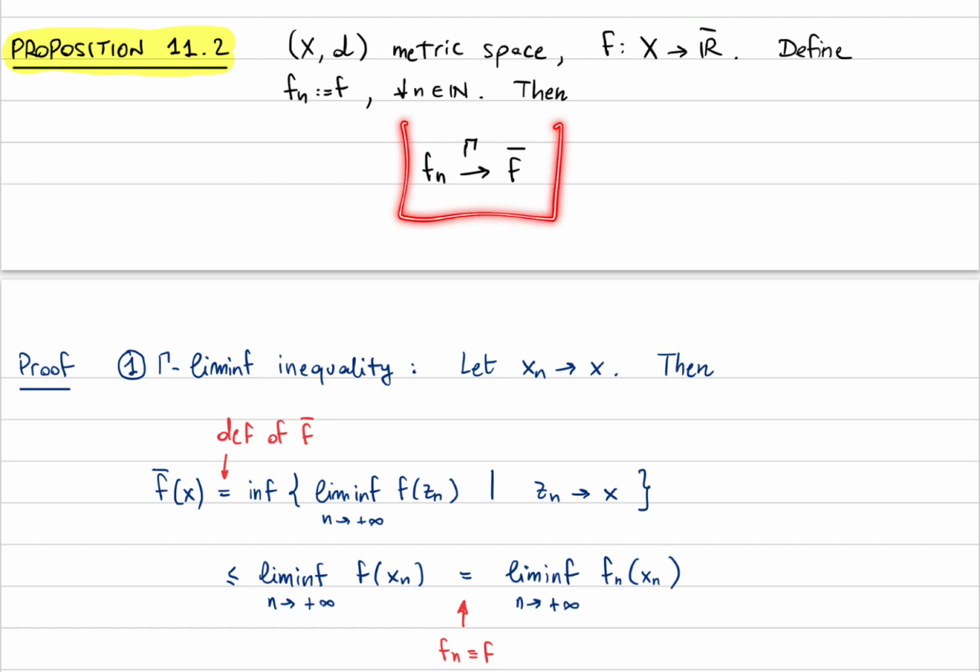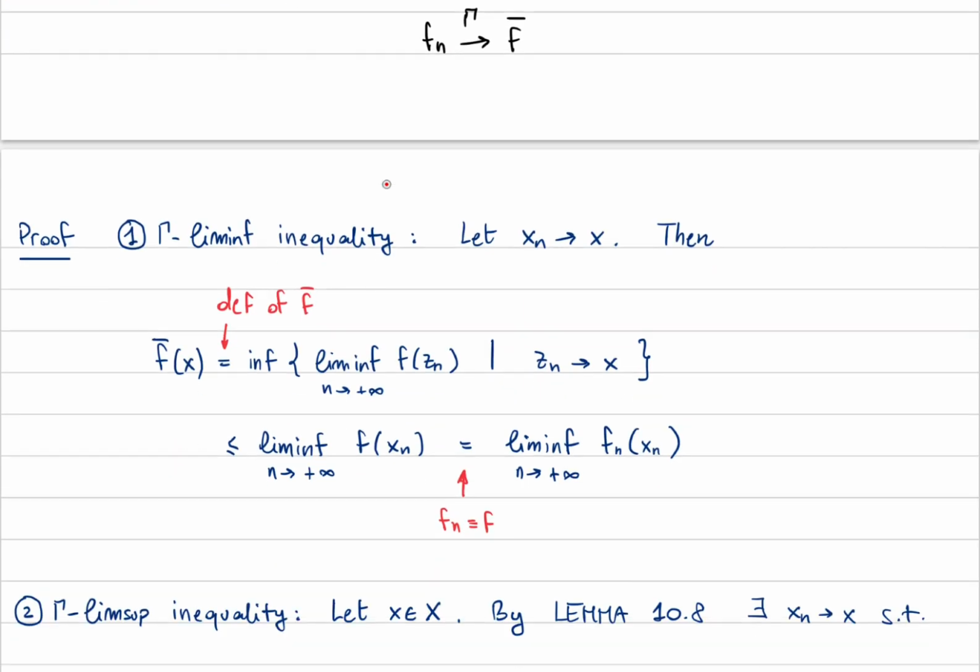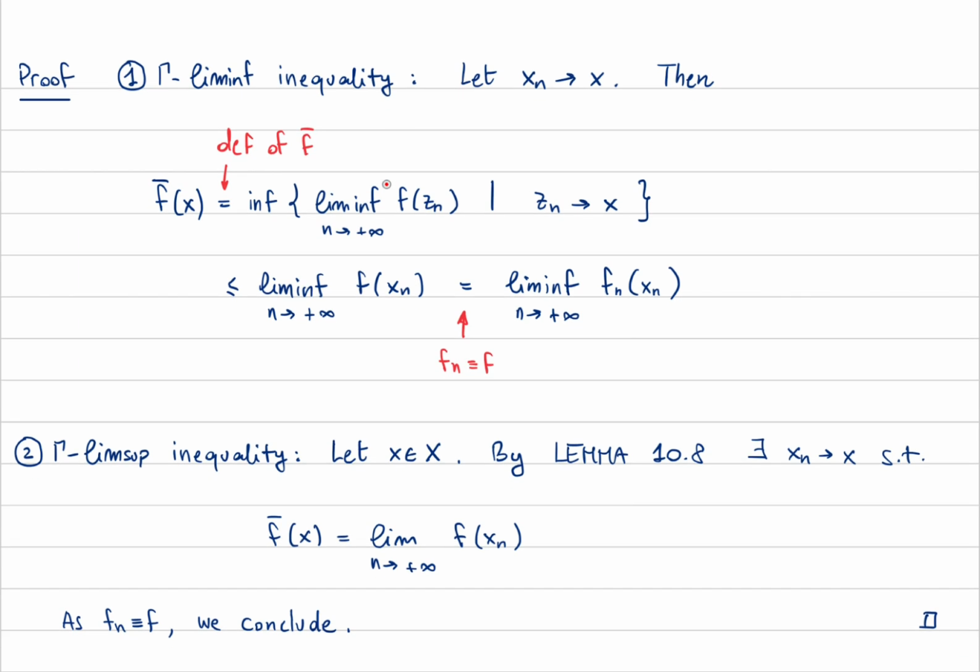Okay, so let's see the proof of this. To check this gamma convergence result, you need to check that the gamma lim-inf inequality and the gamma lim-sup inequality are satisfied. So let's start with the gamma lim-inf inequality. We have to take any sequence x_n converging to x. Then we have that f bar of x, the relaxation, by definition of relaxation, is just the inf of the lim-inf of f of z_n, where z_n is any sequence converging to x. Then, since x_n is converging to x, this infimum is less or equal than the lim-inf computed along the sequence x_n.